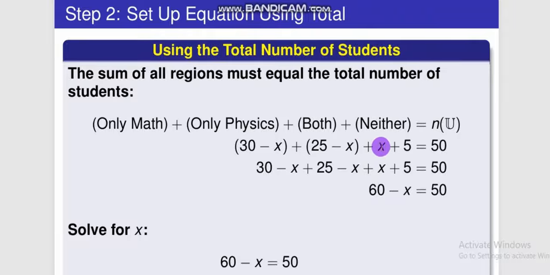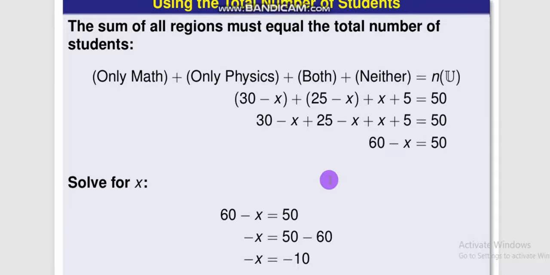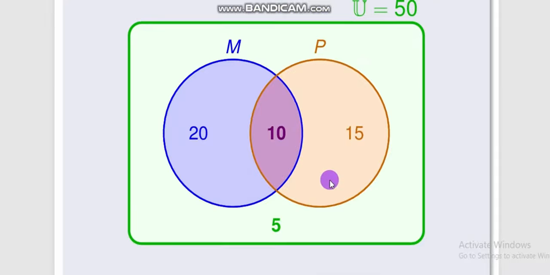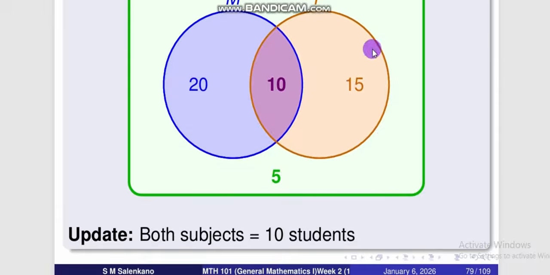Now I know everything, and this one is 10. So with this information, I can fill everything. You see, 20, 15, 10, and 5. So both subjects, we got 10. We got 10 students who like both subjects.